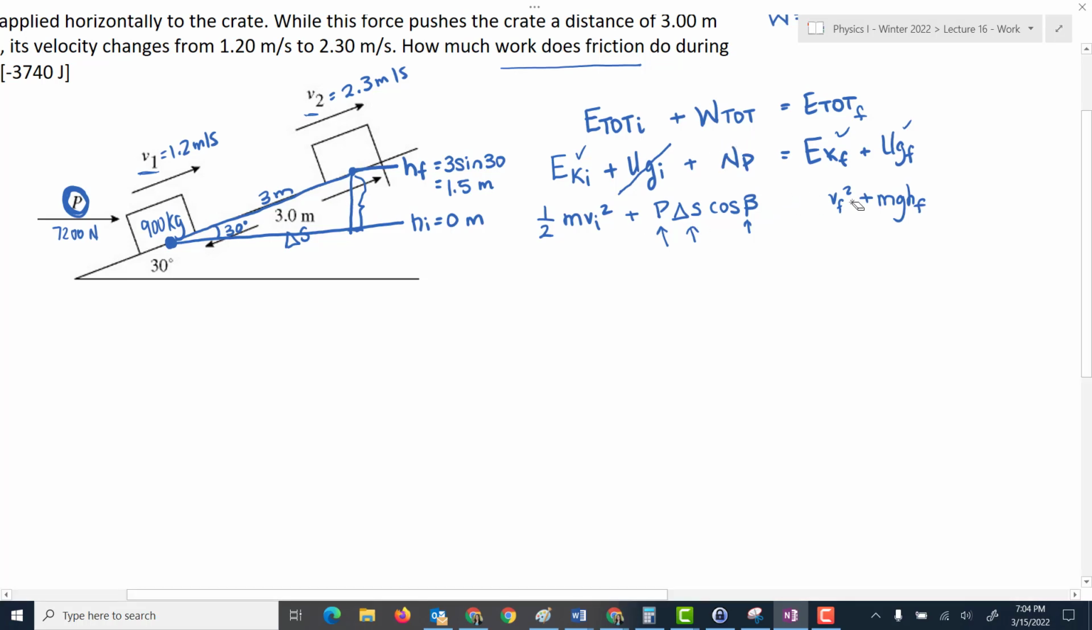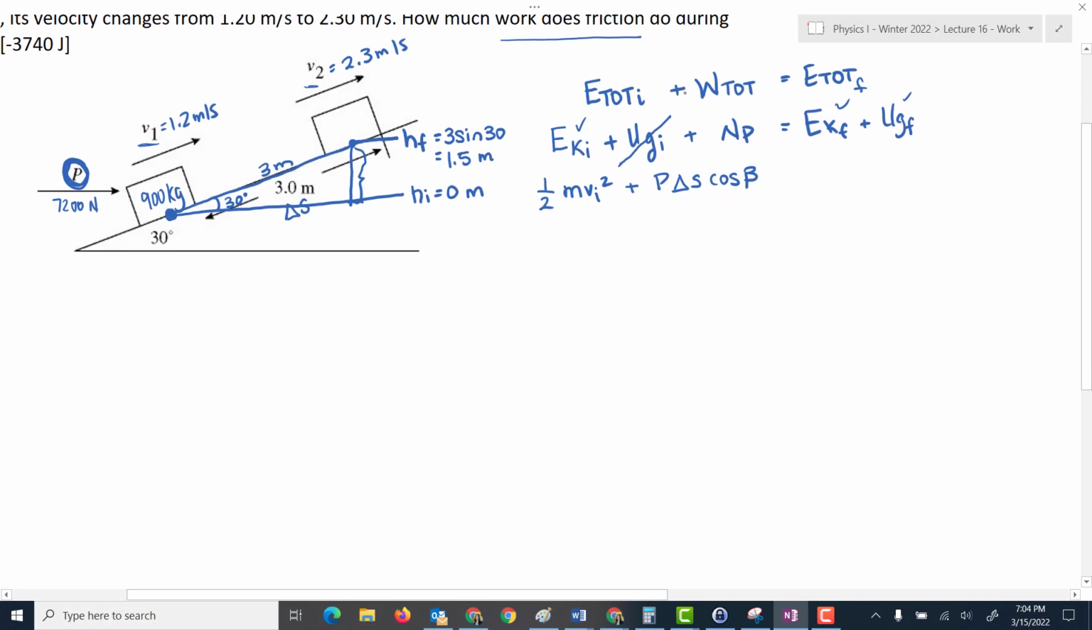So let me clean this up. Okay, so what do I mean? In the question, we wrote this equation: E total initial plus work total equals E total final. If there's only one external force acting on the system, then the work done by that force is what we would put here. So in this case, work done by P, the force that they called P. But the question says how much work is done by friction. So that means there must be another force, which is the force of friction. So where's that force of friction in our picture here?